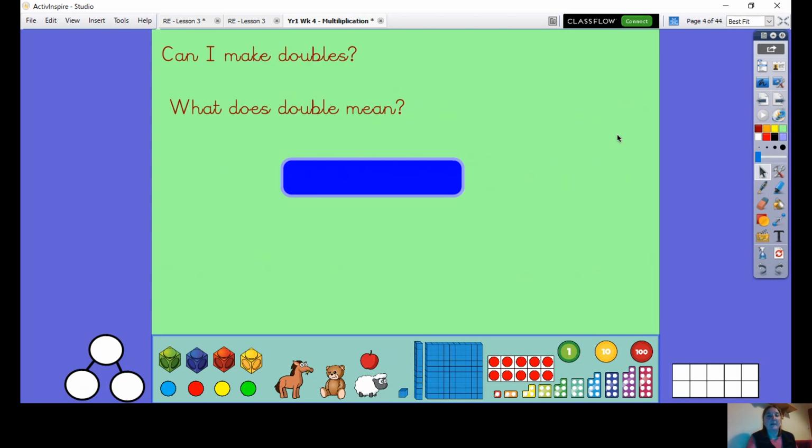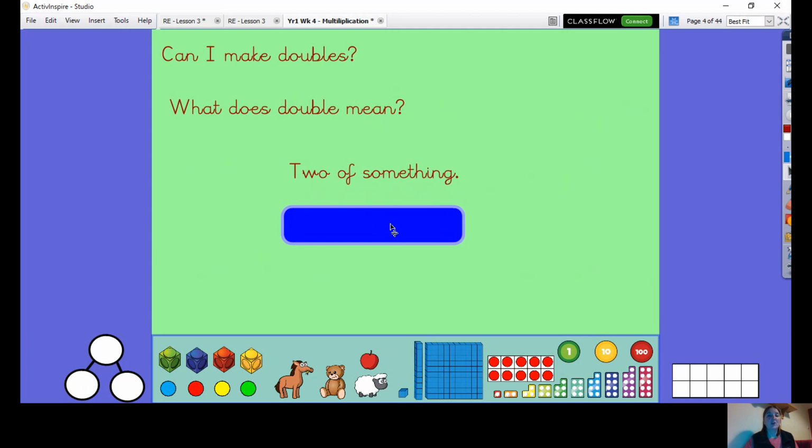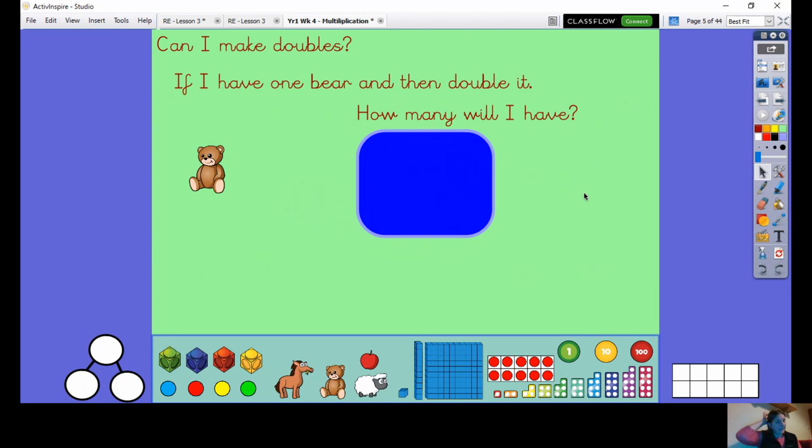Okay, so we're going to be thinking about, can I make doubles? So what does double mean? What does doubling mean? Again, you might want to pause the video here and have a little chat to your parents about that. So let's have a think. Double means 2 of something. Brilliant. So let's think about that in a maths sense.